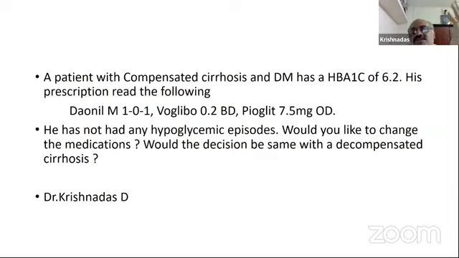Otherwise, voglibose is a very good drug in compensated as well as decompensated disease. Glibenclamide is long-acting because the metabolites that are produced from it are also active, so it should be considered a long-acting drug. We should reduce the dose. And pioglitazone, if there is an edema, if there is any weight gain, we should stop it.